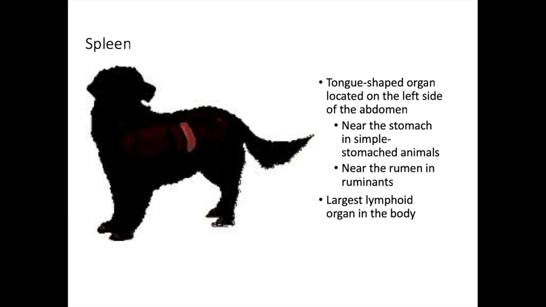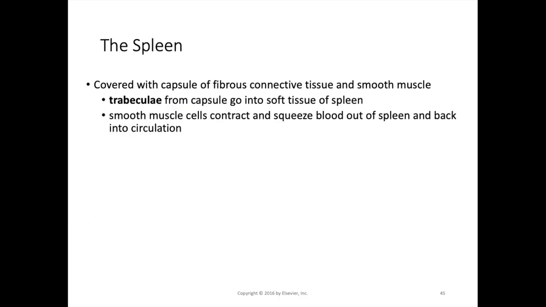The spleen is a tongue-shaped organ, and it actually looks like a tongue. It's so weird. In surgery, when you have an animal opened up, if you ever get to see the spleen, I'm telling you, it looks like a giant tongue. It's located on the left side of the abdomen, near the stomach, in simple-stomached animals, and it's near the rumen in ruminants. It's the largest lymphoid organ in the body.